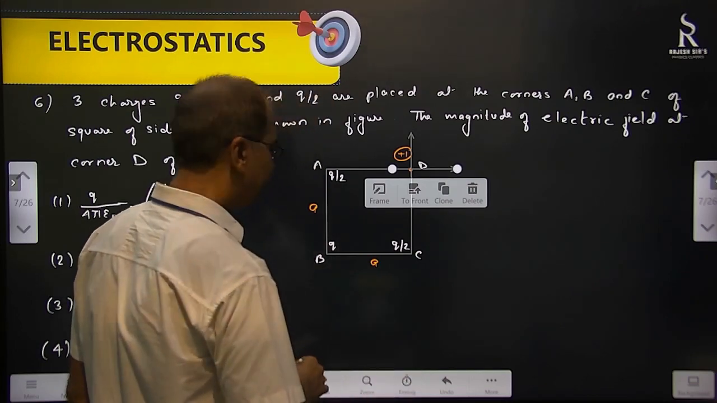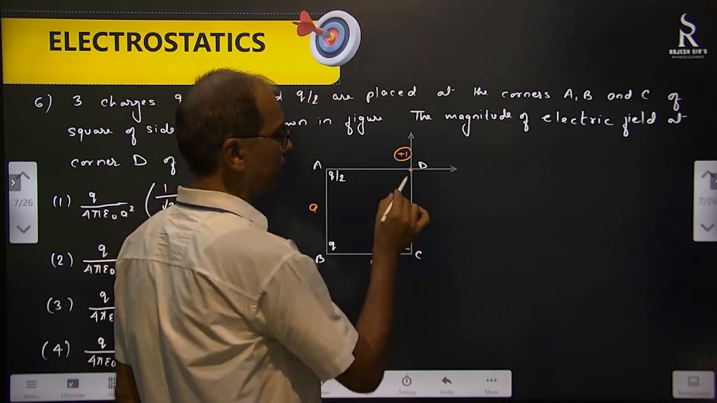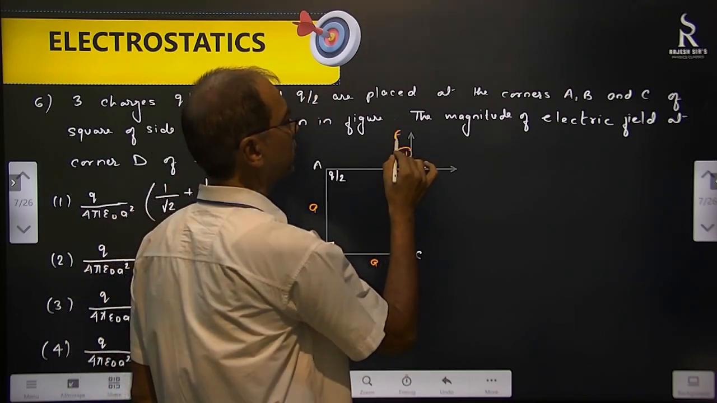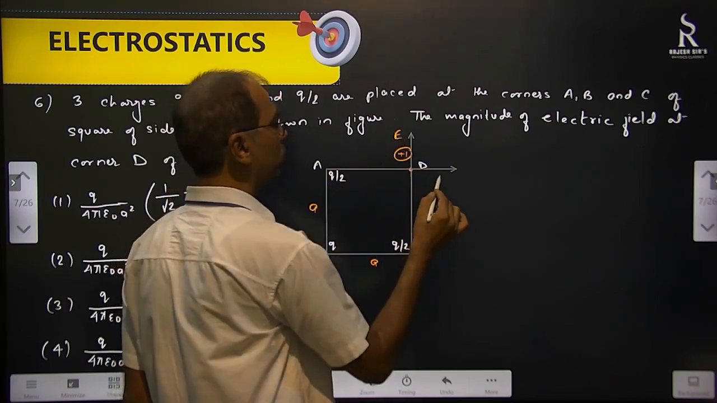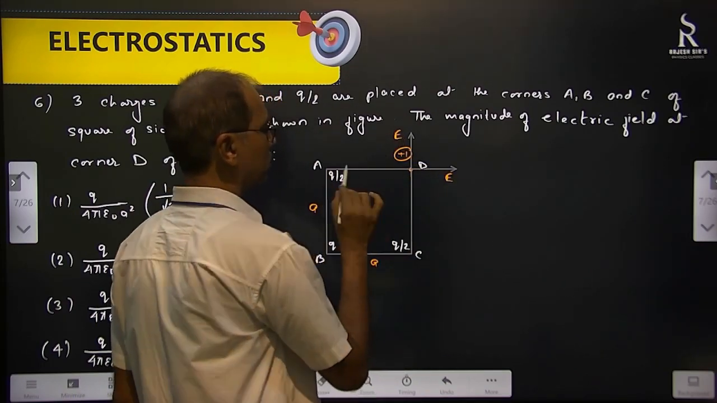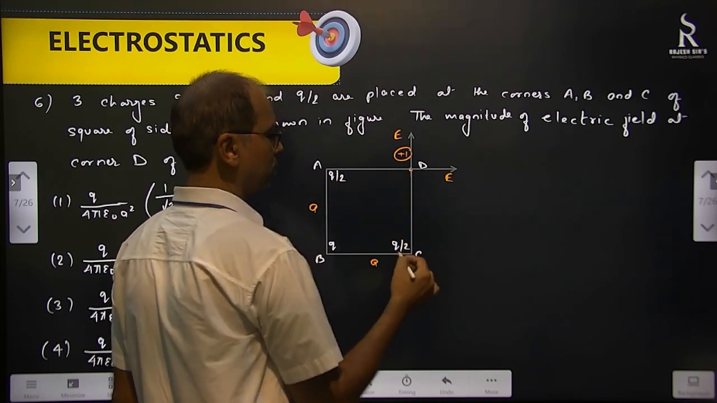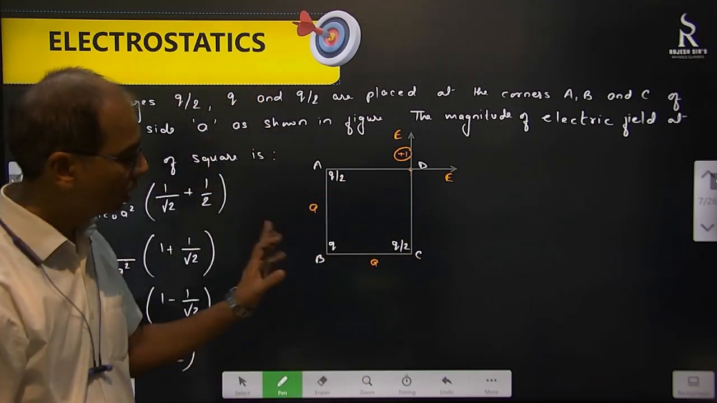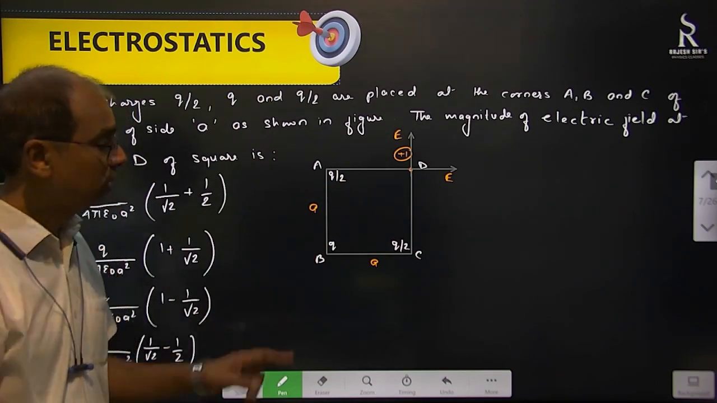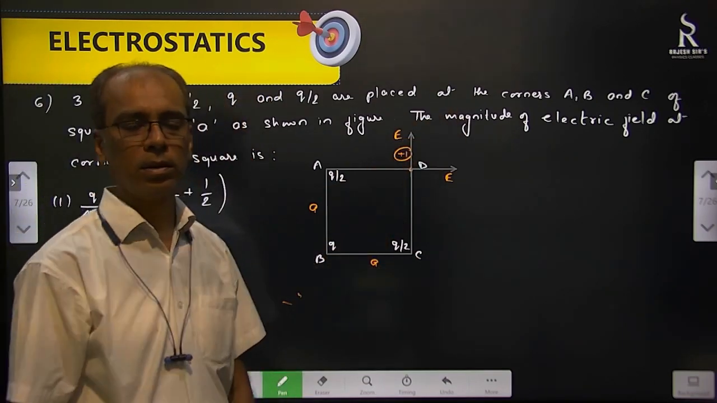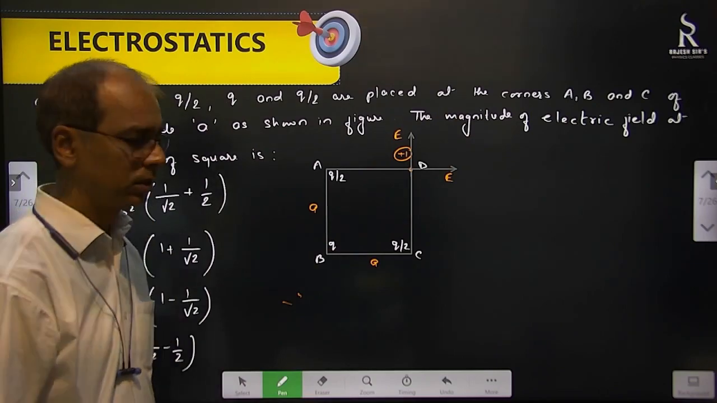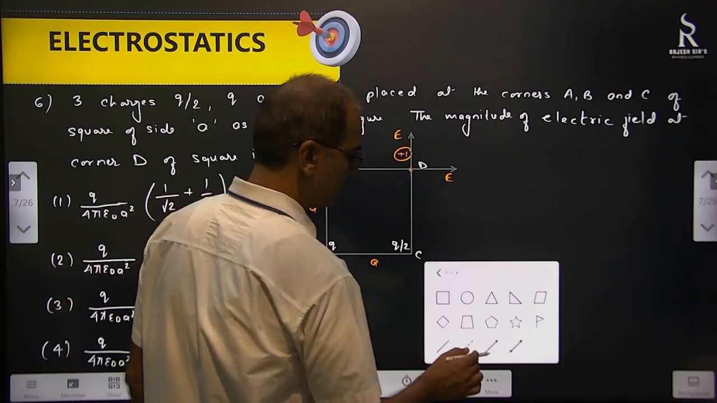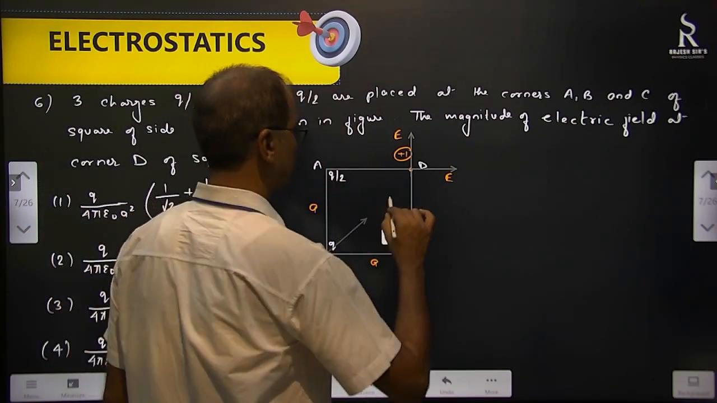Now, if I say because of point C the electric field here is E, I'm assuming it is E, then because of A its value will also be E, because the separation is the same and the charge is also the same. Correct? Now this Q. Its electric field will be like this. How much it will be, we'll see. But at the moment, let's see the direction. The direction is like this.